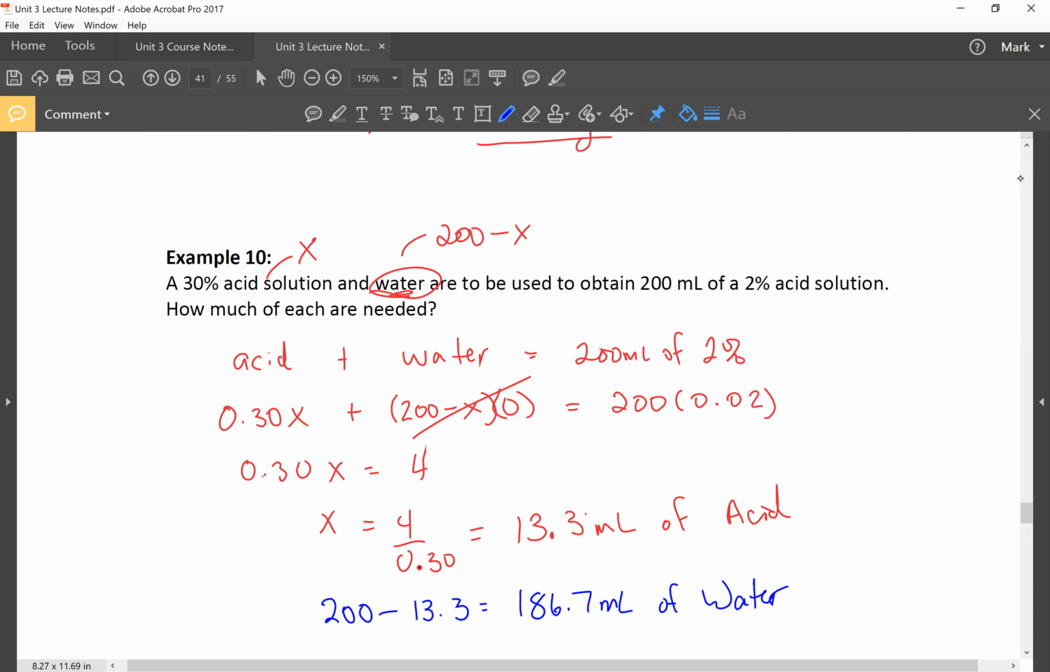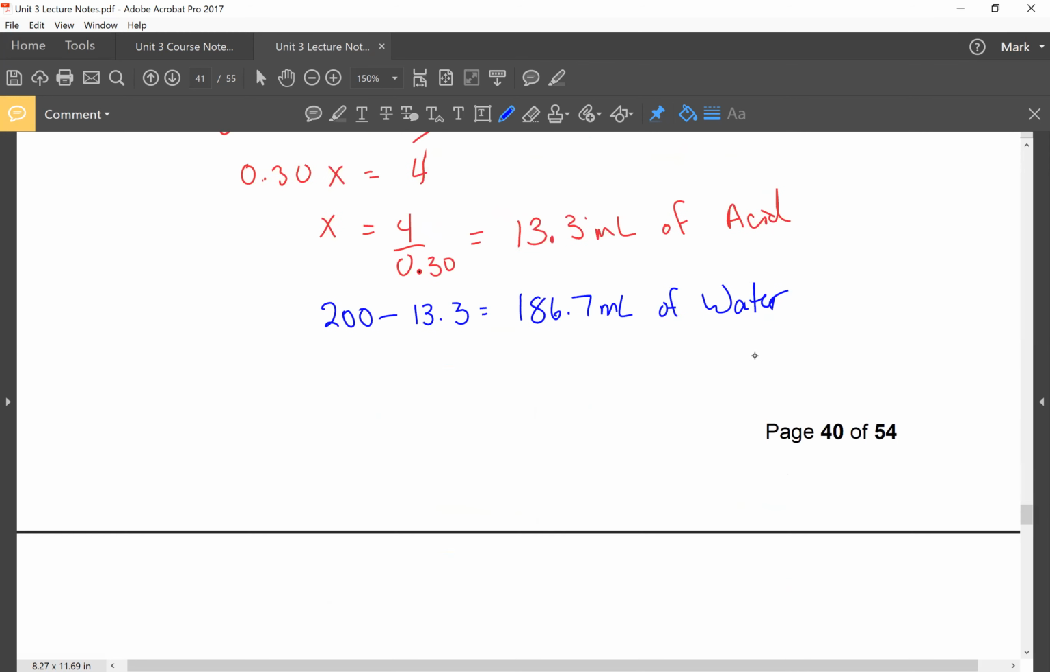If you calculated this and it said like 160 milliliters of acid, that doesn't make much sense because we're trying to go from 30% all the way down to 2%.